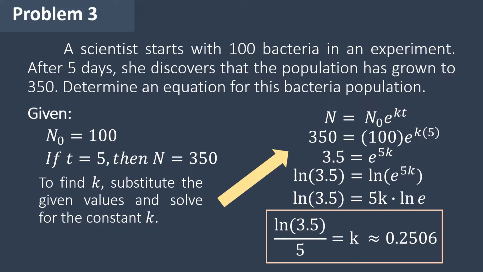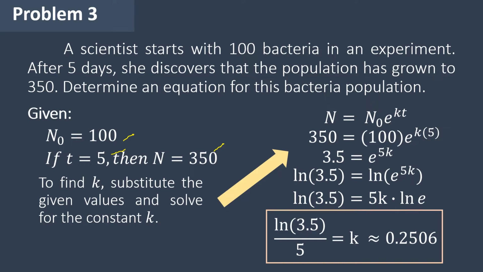So, para ma-translate natin yung problem into a formula, of course, we are going to write first the given. N sub 0, or yung initial number of bacteria, is 100. Yung time natin would be 5 days. And after 5 days, we all know na dumami yung bacteria at naging 350.